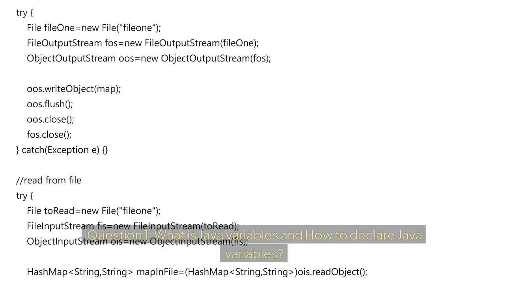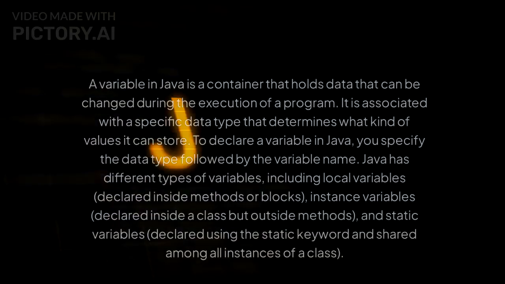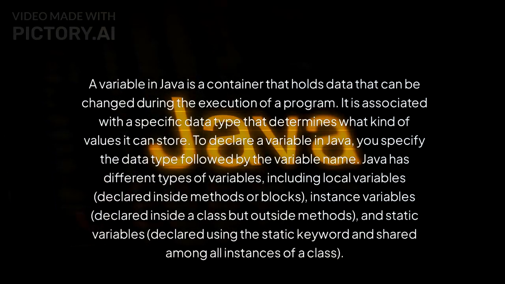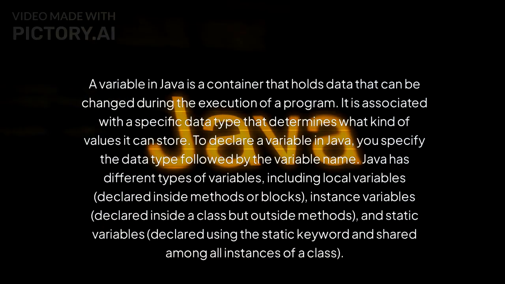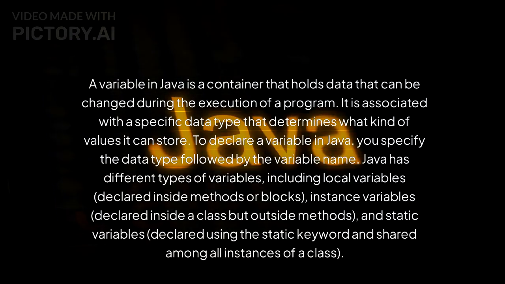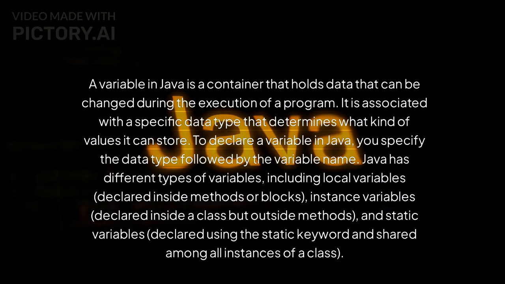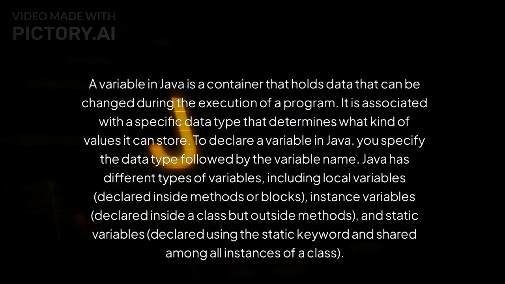Question 1. What is Java variables and how to declare Java variables? A variable in Java is a container that holds data that can be changed during the execution of a program. It is associated with a specific data type that determines what kind of values it can store. To declare a variable in Java, you specify the data type followed by the variable name.